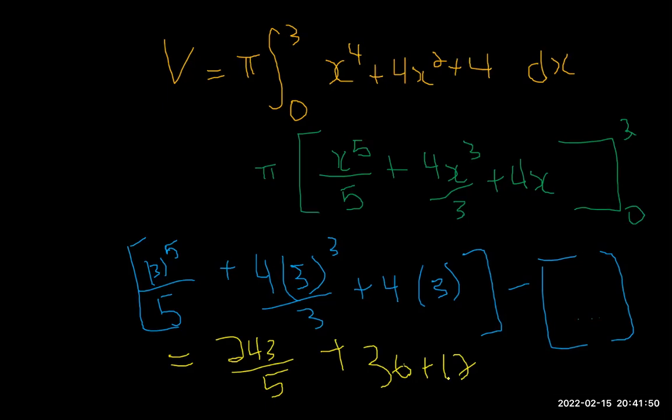So let me put it into my calculator. 243 over 5. So I get 48 and 3/5. And then I know 36 plus 12 is going to give me 48. So that value plus 48, and I get 96 and 3/5. Are you guessing it? Oh, 96.6.